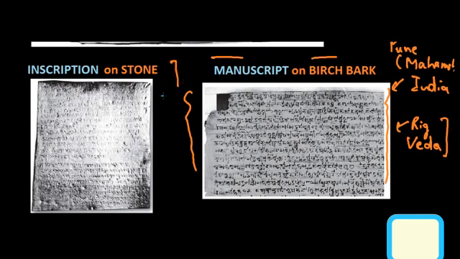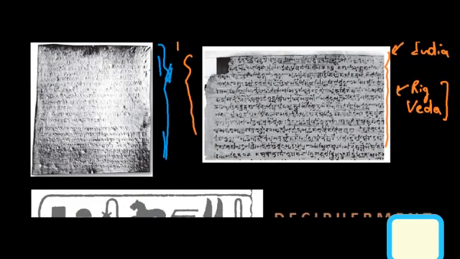Inscriptions are some kind of language which is engraved on a stone with chisels and hammers. So here, this particular inscription is in the Aramaic language and the Greek language, from the era of Ashoka, which we have found in Afghanistan and nearby areas.